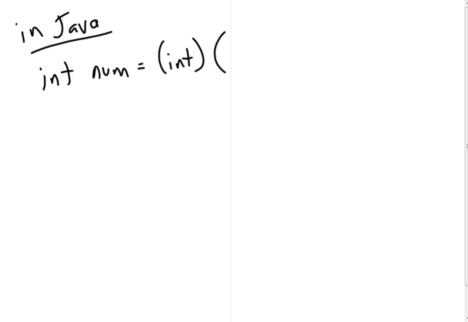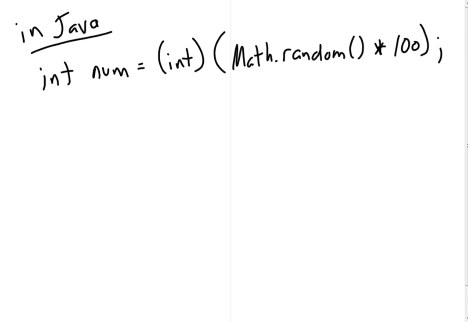So in Java, the way that we would do that would be a command that would look something like this. Int num equals int, that means we're going to cast something as an int, and then open parentheses, math.random, open close parentheses, times 100. So let's go ahead and look at this line of code step by step. This is the way that I like to do it.